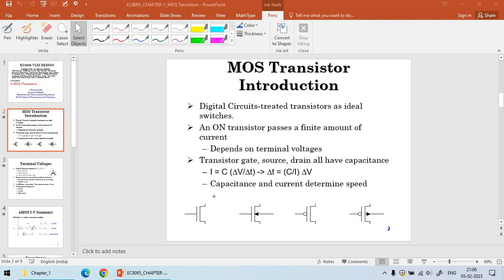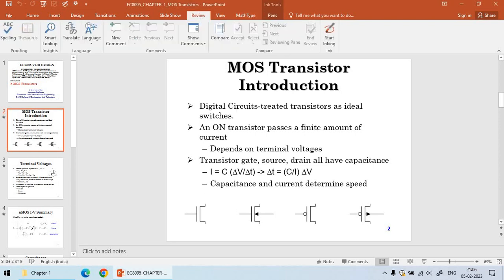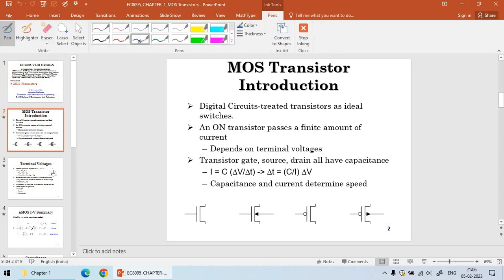And if you want to represent a MOS transistor, this is nothing but NMOS, this is gate, this is drain, this is source. If we want to include a fourth terminal, the fourth terminal is going to act as bulk, or you can call this the substrate.